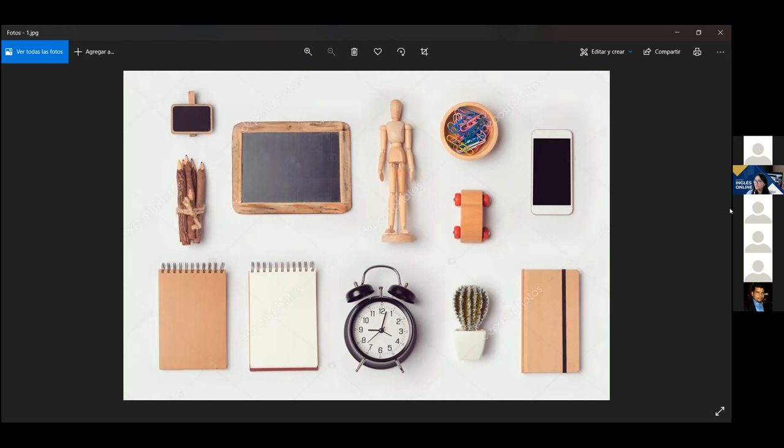Which color? Good is this cell phone is good color, and the cell phone white is $100. Okay, I like the white cell phone. Okay. Would you like another object? The notebook. White notebook or the brown notebook? Which one?